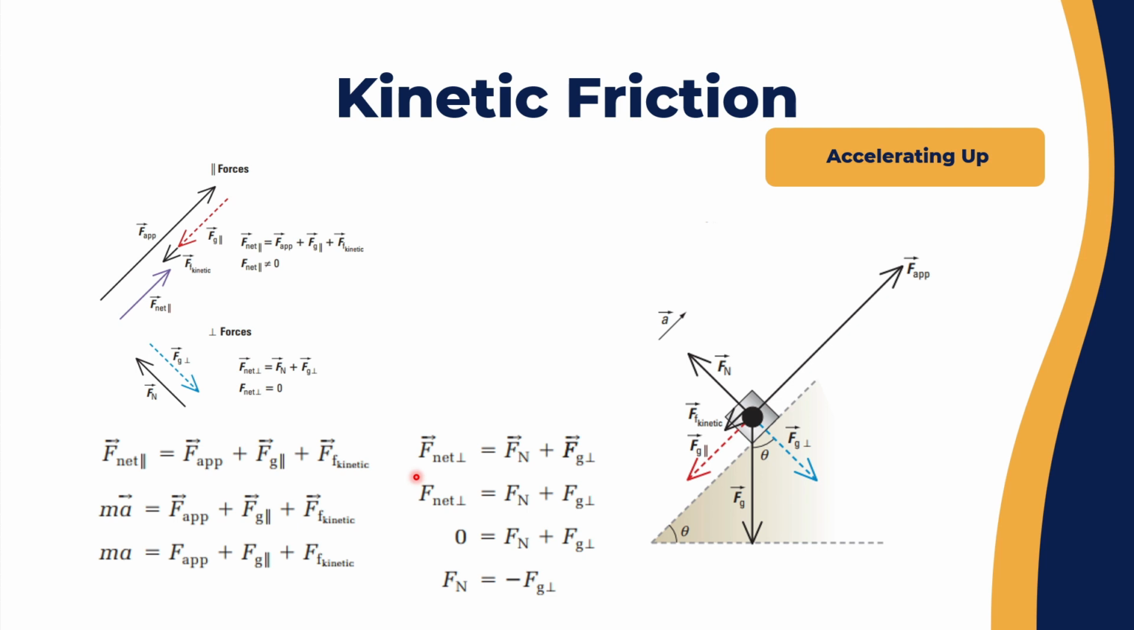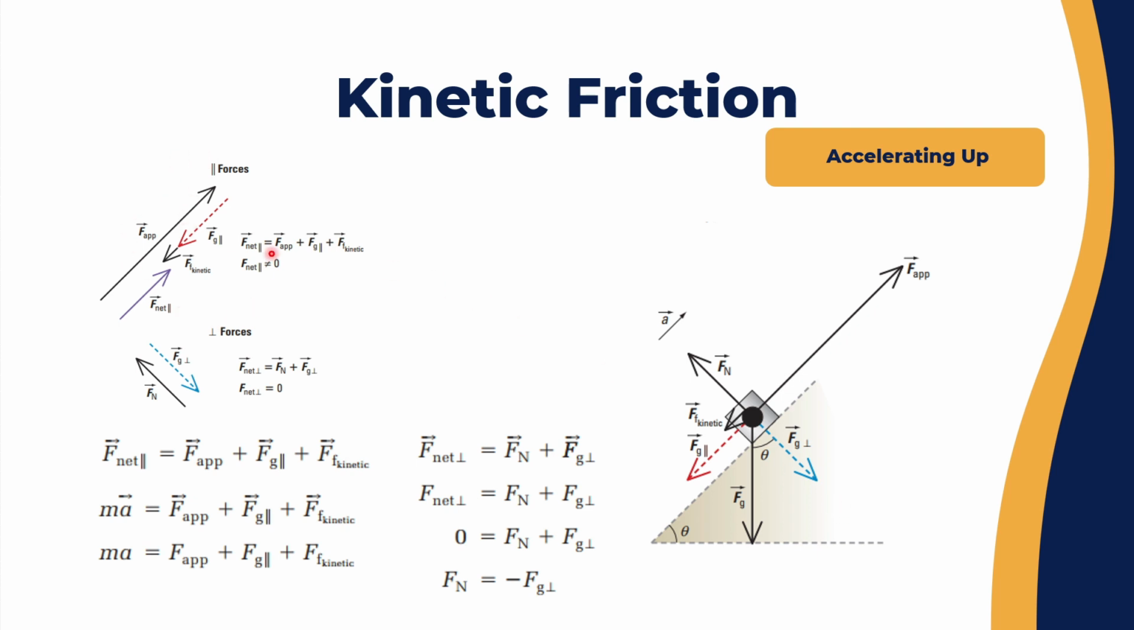Now, when we have kinetic friction, when we have an object accelerating upwards, the free body diagram would look like this. There's an applied force upward, and the kinetic friction force would be downwards. From analyzing the gravitation force, the gravitation force parallel would be pulling downward. The normal force would be perpendicular to the inclined surface, and the perpendicular component of gravitation force will be pulling downwards relative to the inclined surface.